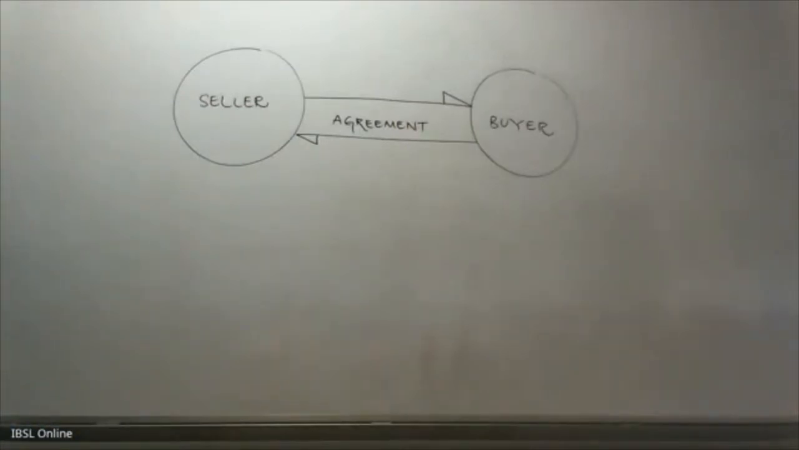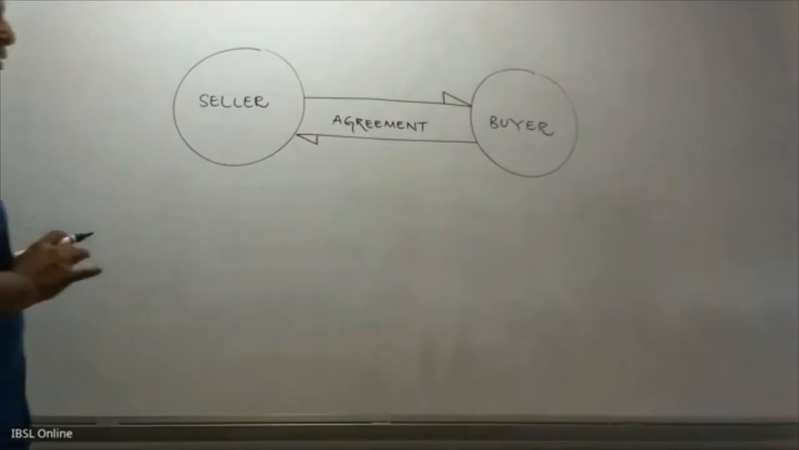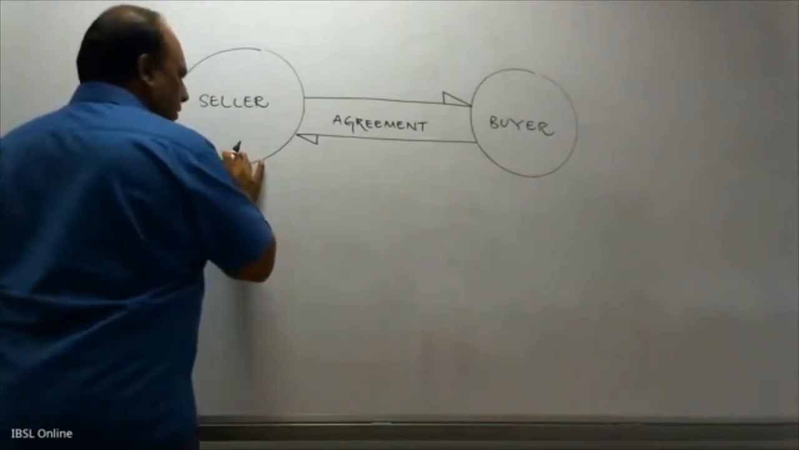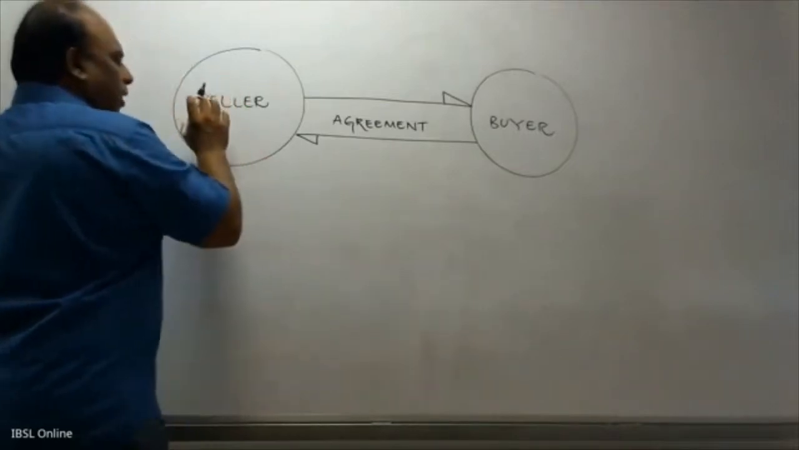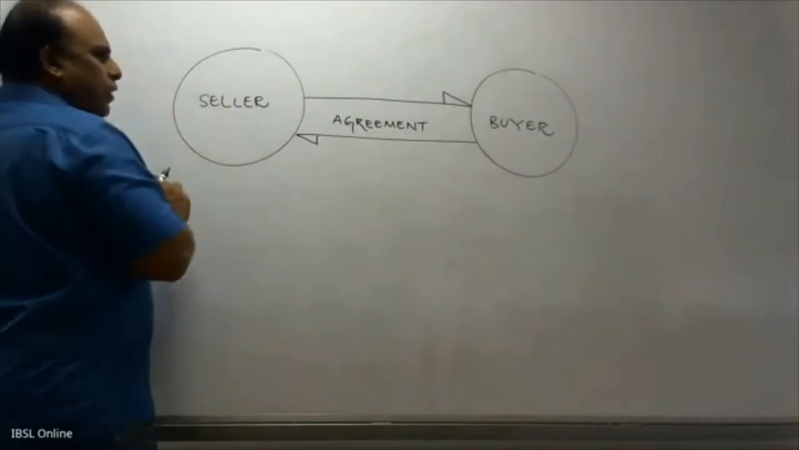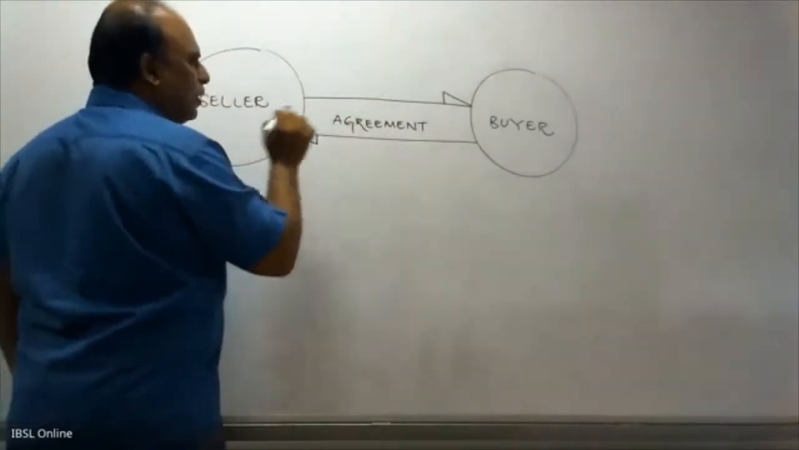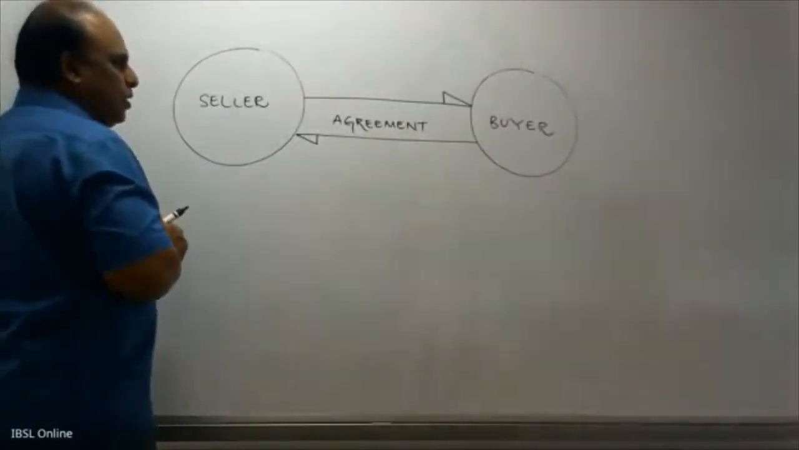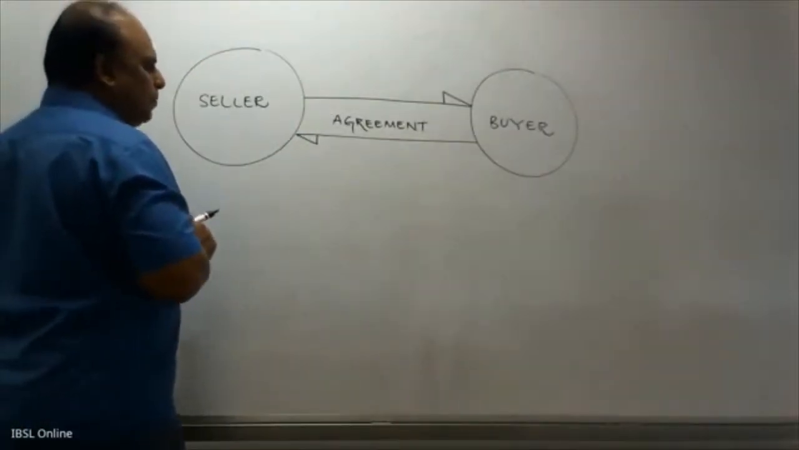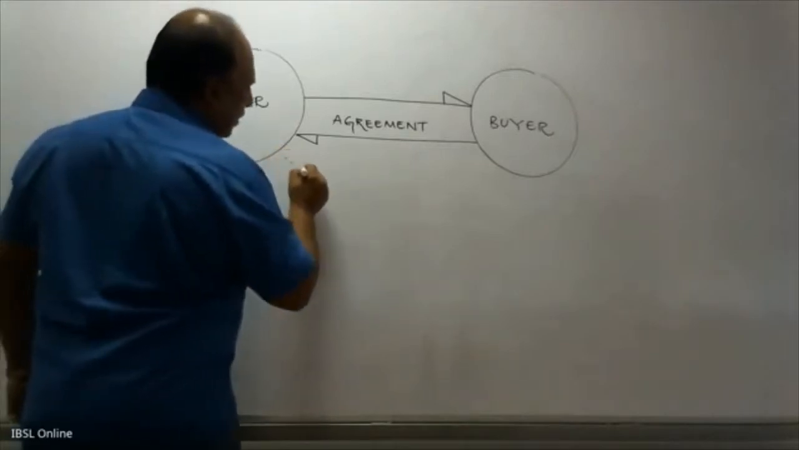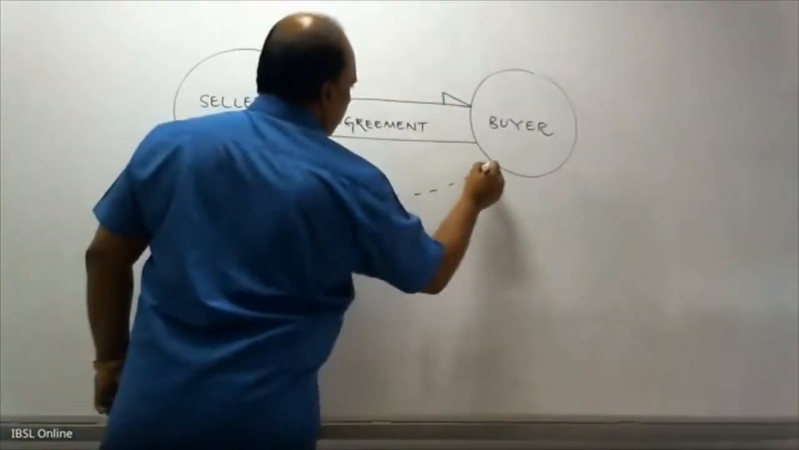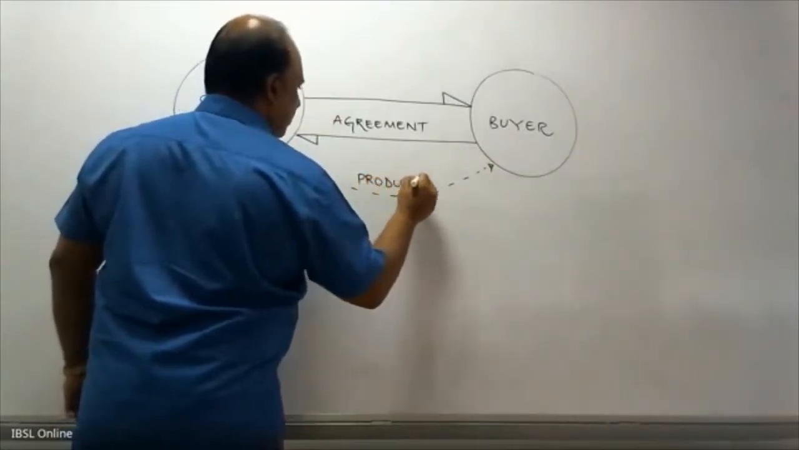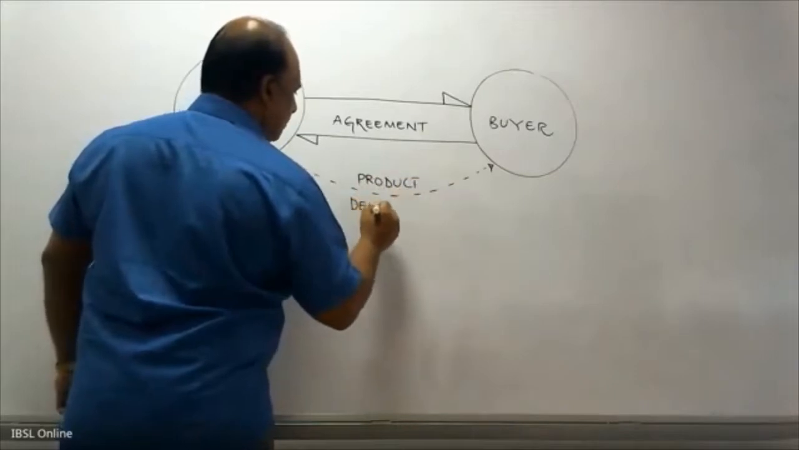Now under this agreement, what is going to happen? You agree to purchase a product, but with the consent of the seller, you agree that you will pay for the good or the product at a later date. So now what is going to happen? The product will be delivered.